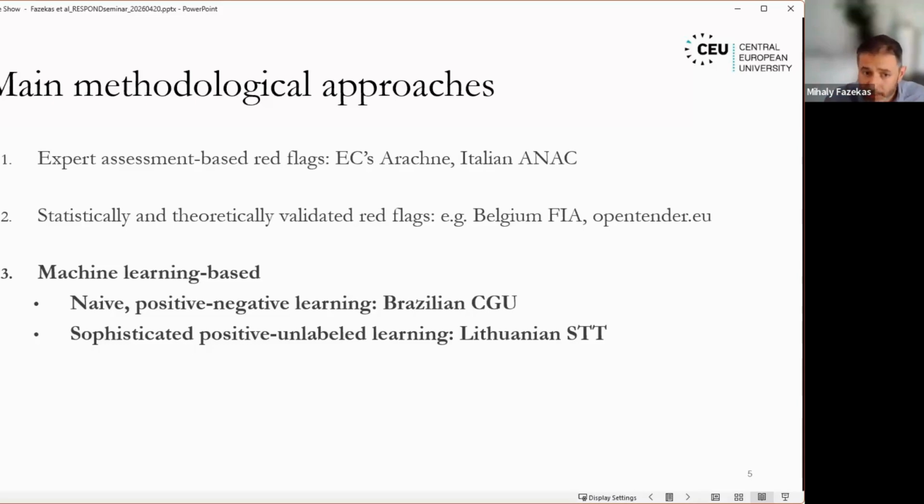mainly use these methods today, is applying some sort of machine learning framework where we have a target variable, say we have known cases of corruption, and we try to predict these cases. So we let the machines decide which red flags should be weighted higher, how the red flags should be parameterized. So are there thresholds above which risks increase, things like that.